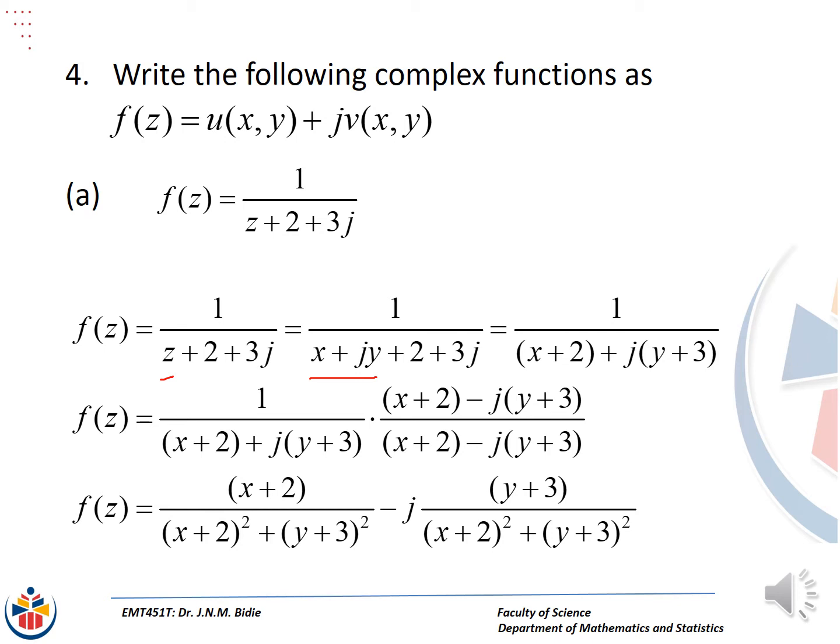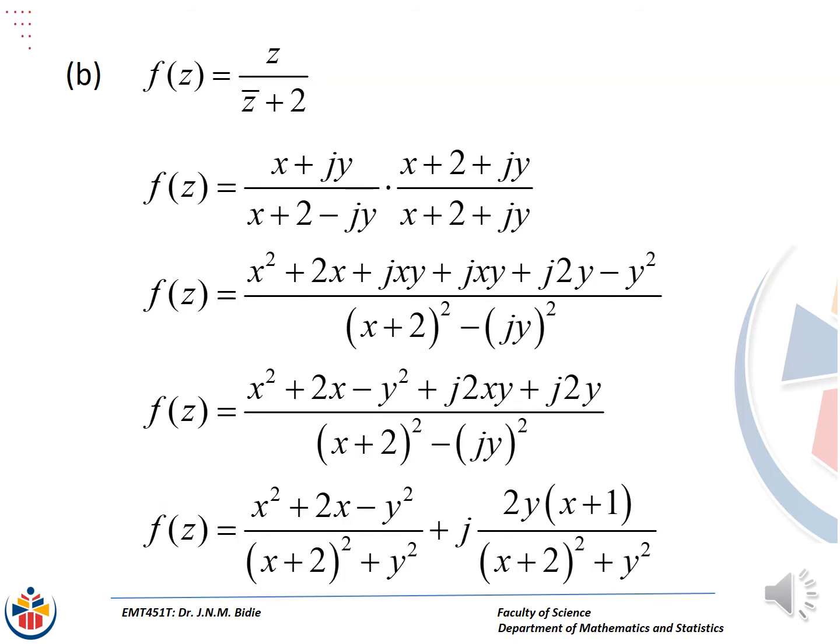And recall also that we are using u plus jv, so we have to separate the terms. We have to separate the terms so that we have x plus 2 over x plus 2 all squared plus y plus 3 all squared representing u, and then the next term representing j times v.